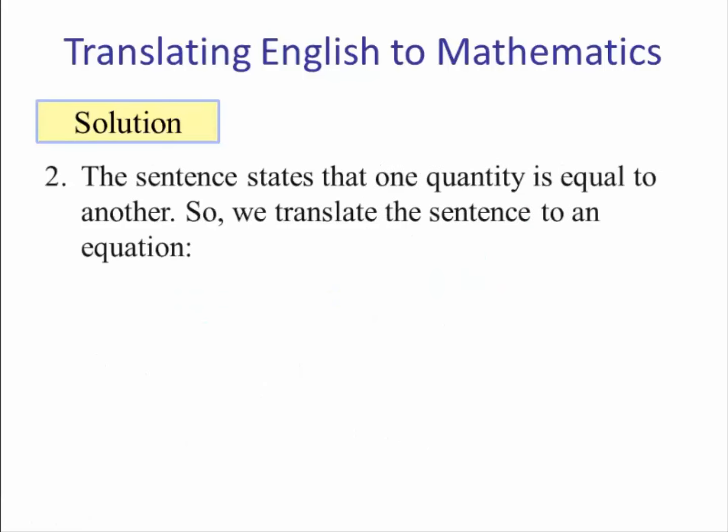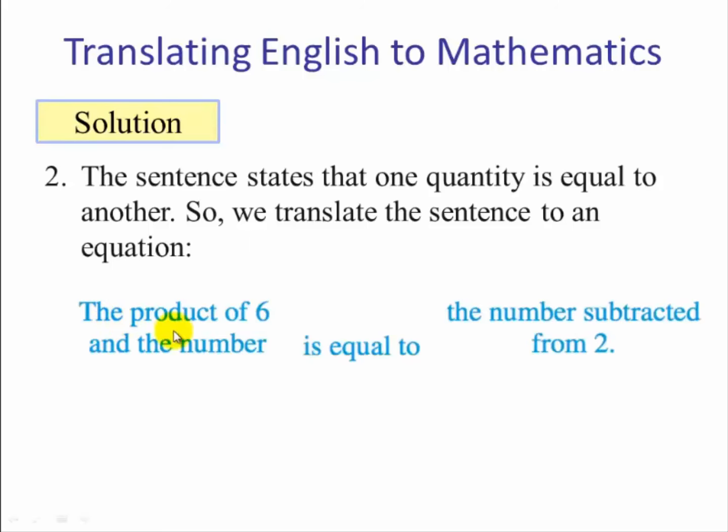Number 2, the sentence states that one quantity is equal to another, so that means this is an equation. So the product of 6 and a number becomes 6x, is equal to means equal sign, a number subtracted from 2. Okay, and that gives us 2 minus x.